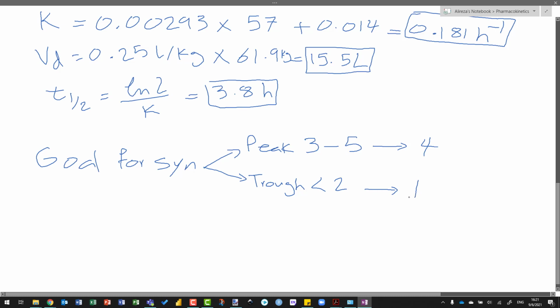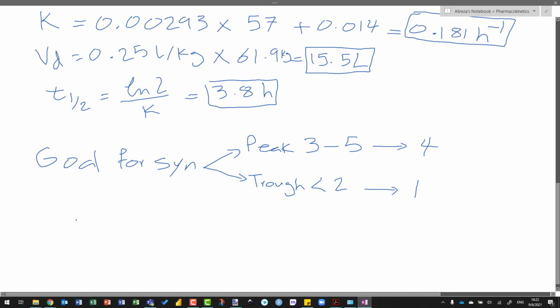You can go for lower than 1, for example 0.5, but you just increase the risk of making an error when you punch this in your calculator. So to make calculations easy, I'm just gonna go 4 for peak and trough of 1.